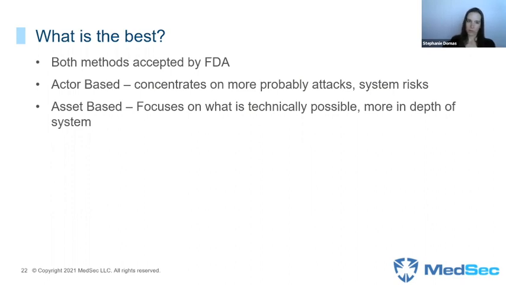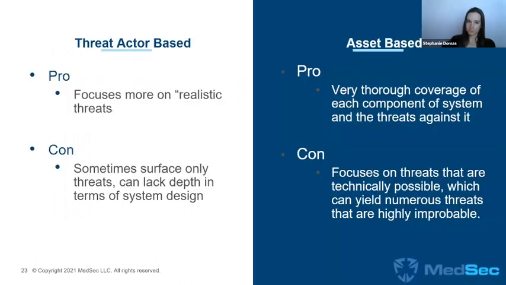So we'll go through this a little bit, but your actor base, or your threat actor base, tends to concentrate more on probable attacks and system level risk. And you'll see asset-based modeling techniques focus on what is technically possible, but what you'll find is there tends to then be a lot of distracting minutia in them. So both have their pros and cons. That pro of the threat actor is it's much more on realistic threats, and we'll understand that a little bit more in a minute. But some people can say that, well, it doesn't go deep enough because you're focusing more at the system level and not at the asset level.